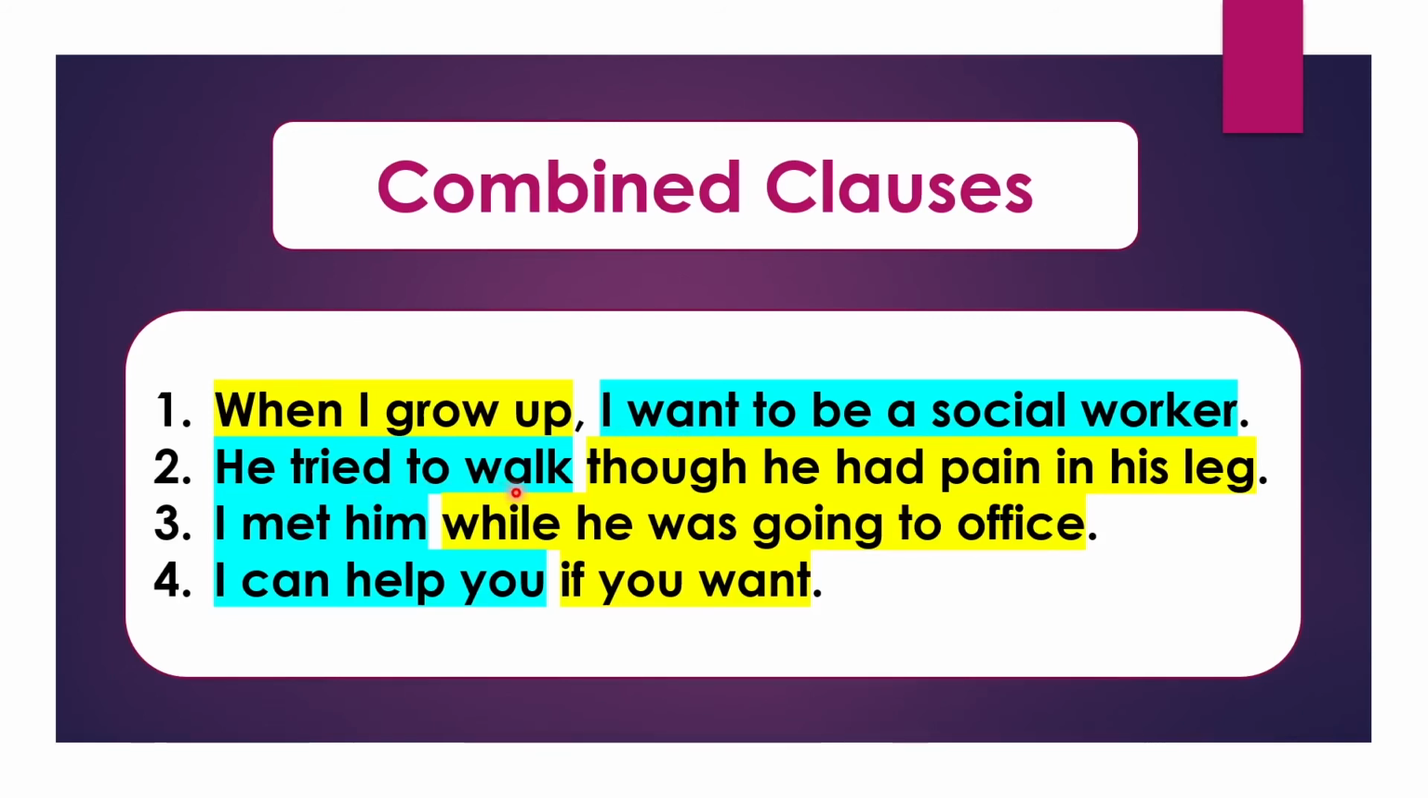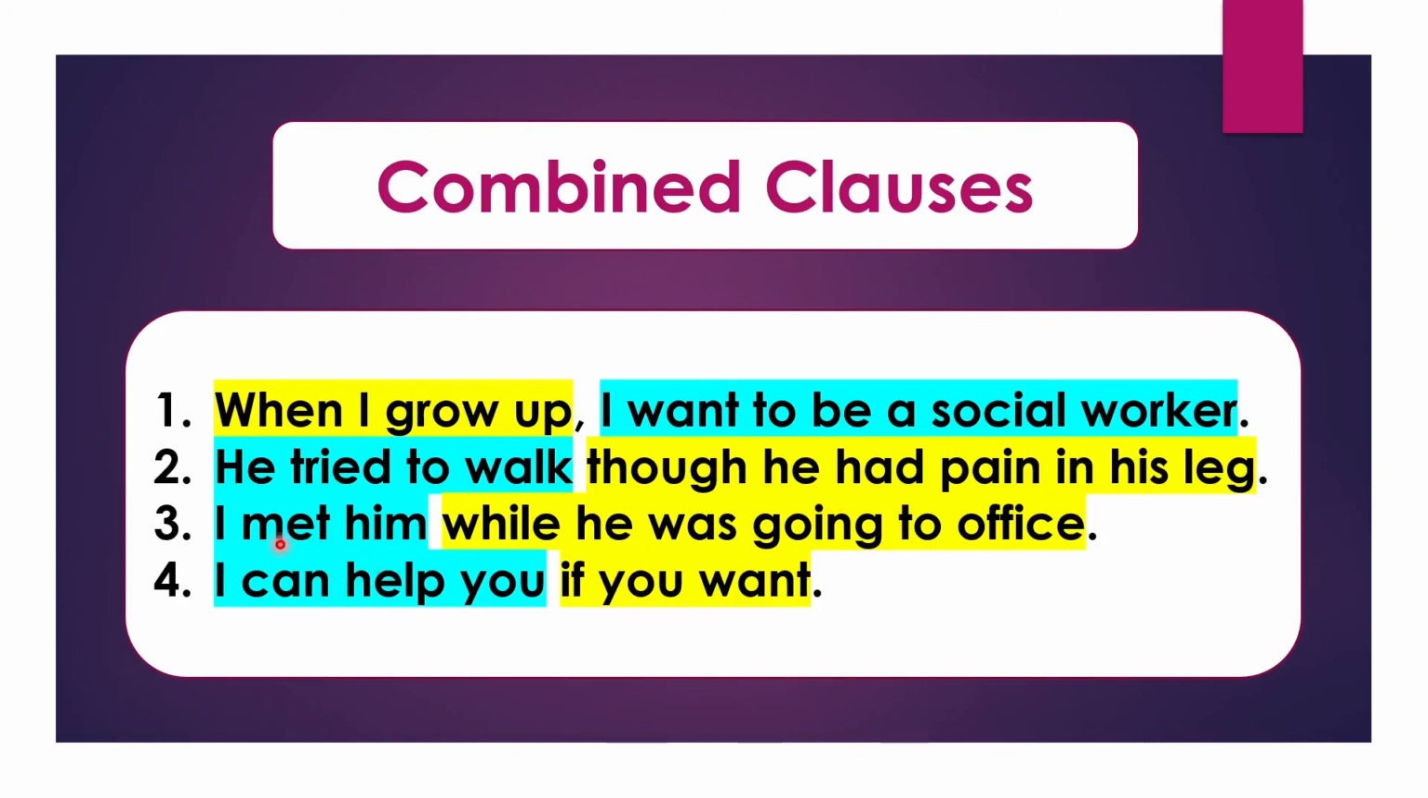He tried to walk, though he had pain in his leg. So he is the subject, tried is the past form of the main verb try. We are getting a subject-verb combination and it is giving us a complete meaning. That's why it is an independent clause. But though he had pain in his leg, this part is incomplete. It is not giving us any full meaning and it is depending on the independent clause. So this is a dependent clause.